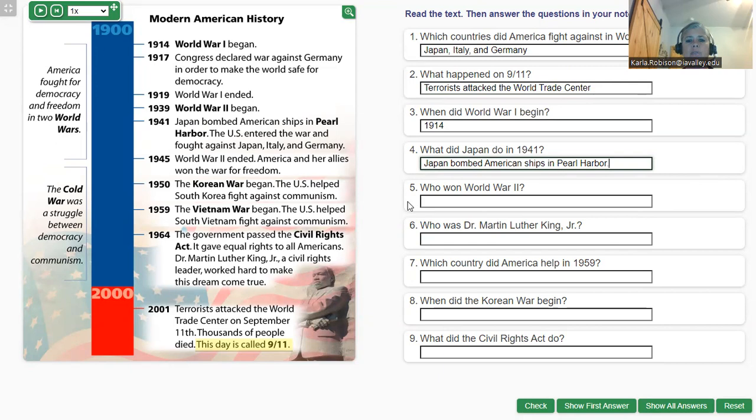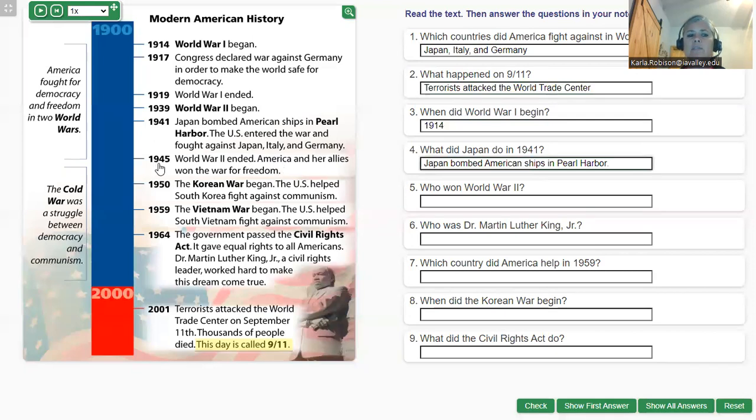Okay, number five, who won World War II? Again, keyword World War II, scan it. Oh, found it right here. Who won though? So now I found World War II, so I'm just going to keep going down and reading a little closer.